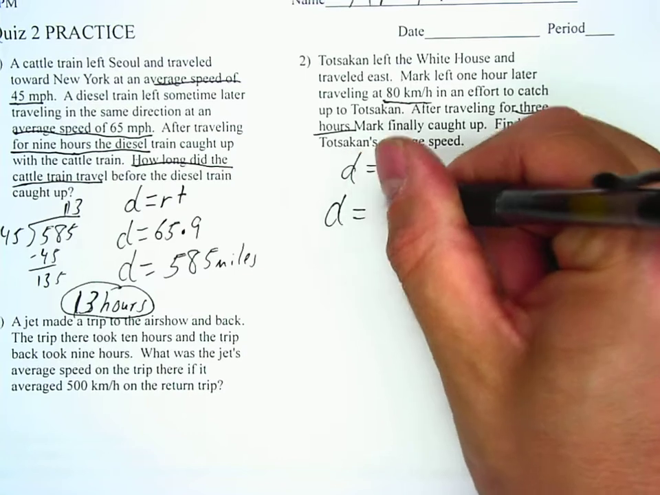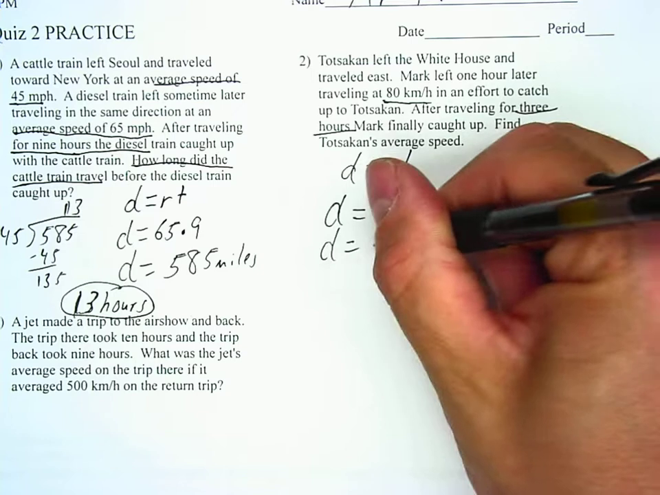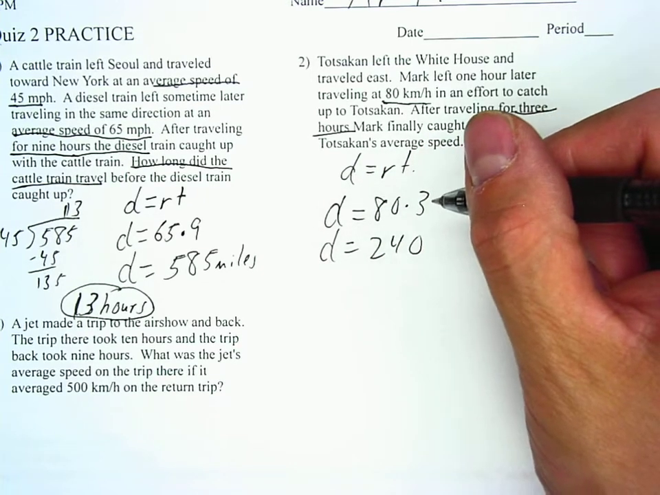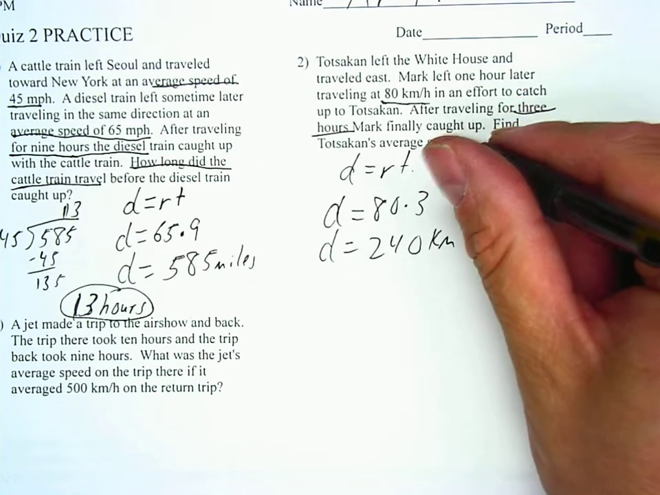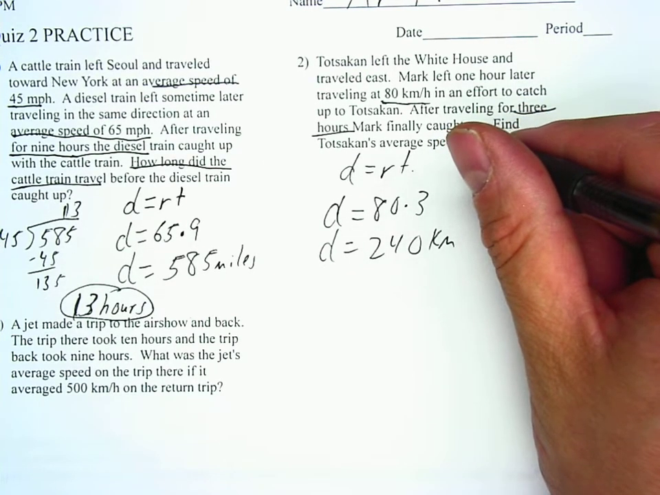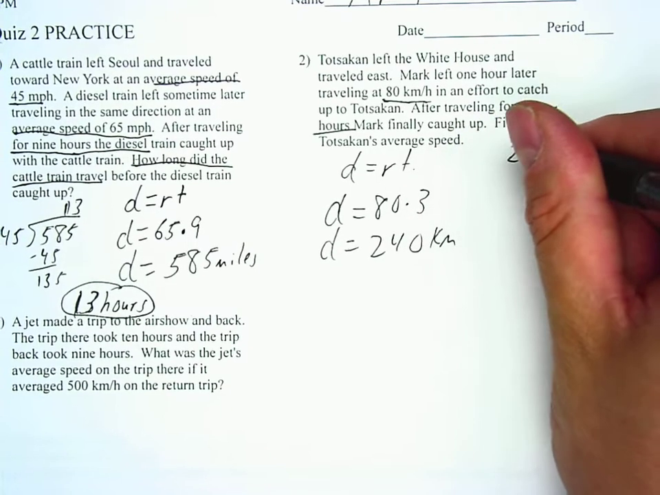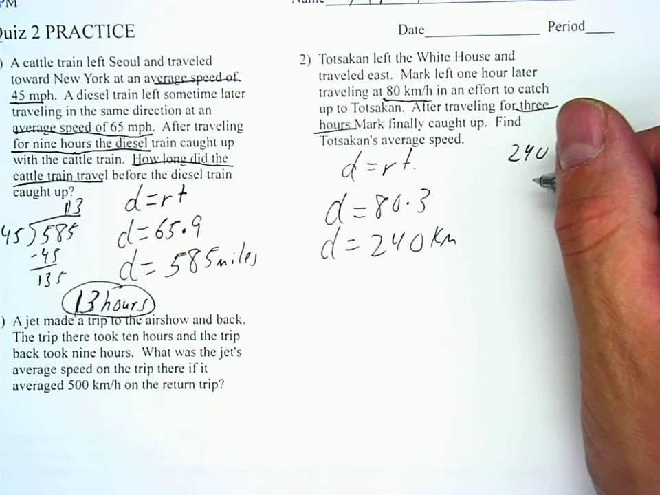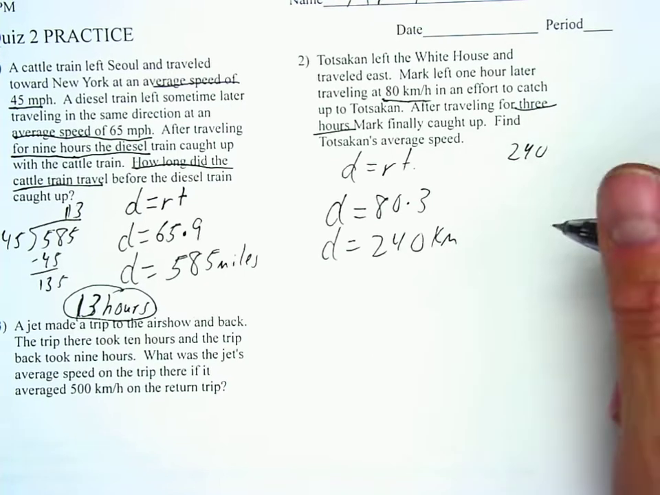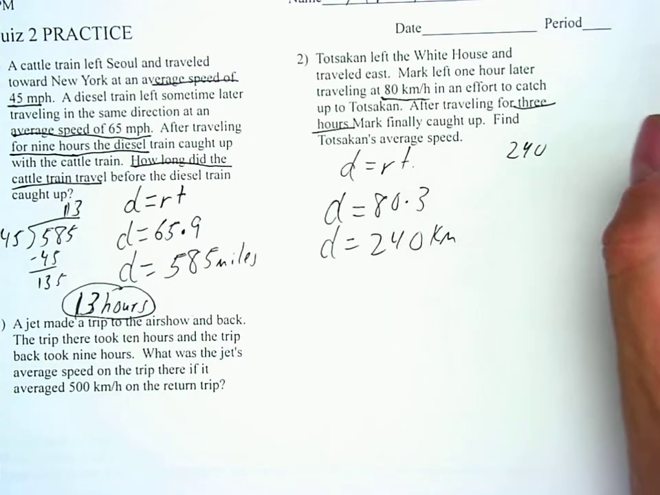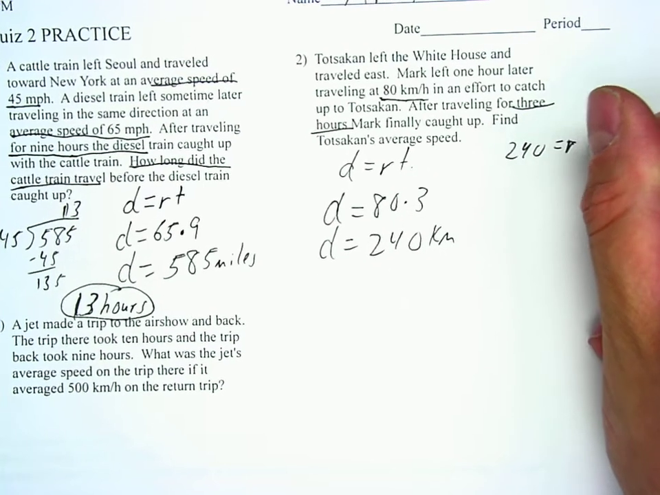So again, we're going to take our distance equals rate times time. My distance is 240 kilometers this time. Now this one says find Totskin's average speed. So we don't want 240 kilometers, we want his average speed. So our 240 kilometers is how far Totskin traveled, and we're going to divide that by, not by 3, but by 4. Now we're using 4 here for the time.